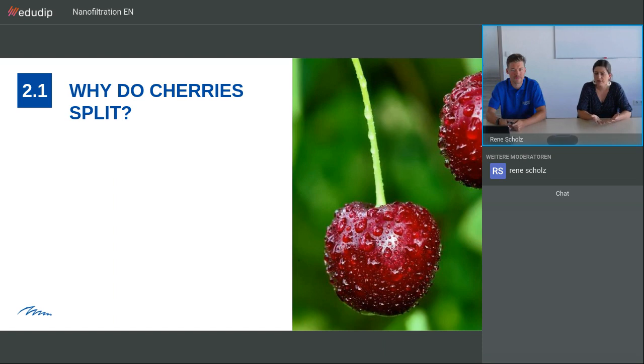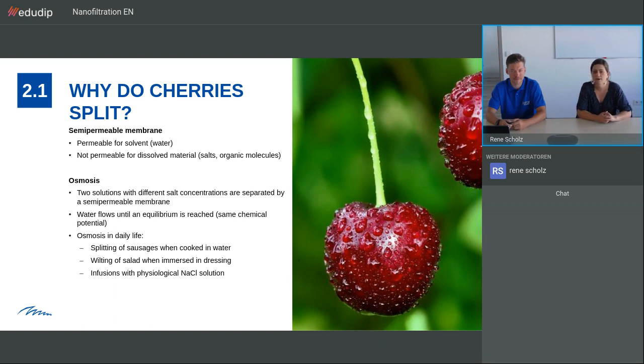What happens here is you have rainwater outside on the cherry, and in the inside of the cherry, you have also water with a lot of dissolved substances, mainly sugars, but also salts, for example. The water on the outside of the cherry is pretty much clean without any dissolved salts, and it has a higher chemical potential than the water inside. Now, the skin of the cherry is permeable for water, but not for sugars or salts. So in order to equalize the potentials, the water will flow from the outside of the cherry to the inside. Of course, you get a higher volume, and at some point, the skin cannot contain the volume anymore, and it splits. We're going to have a look at the chemical explanation on the next slide.